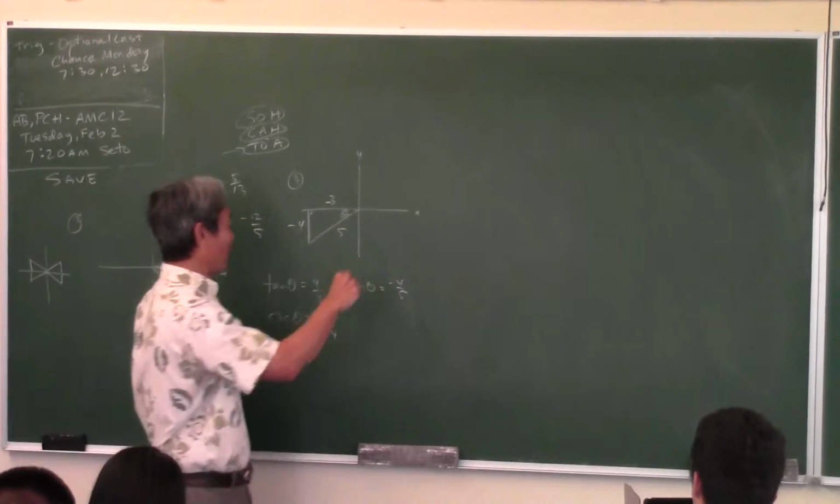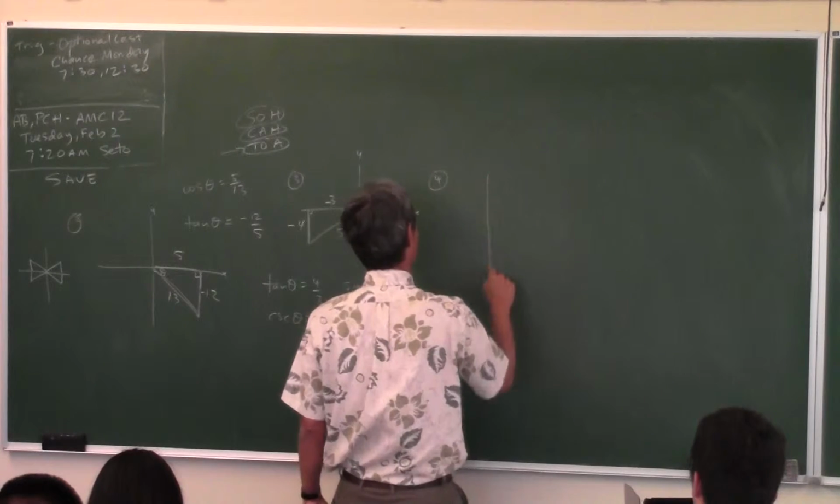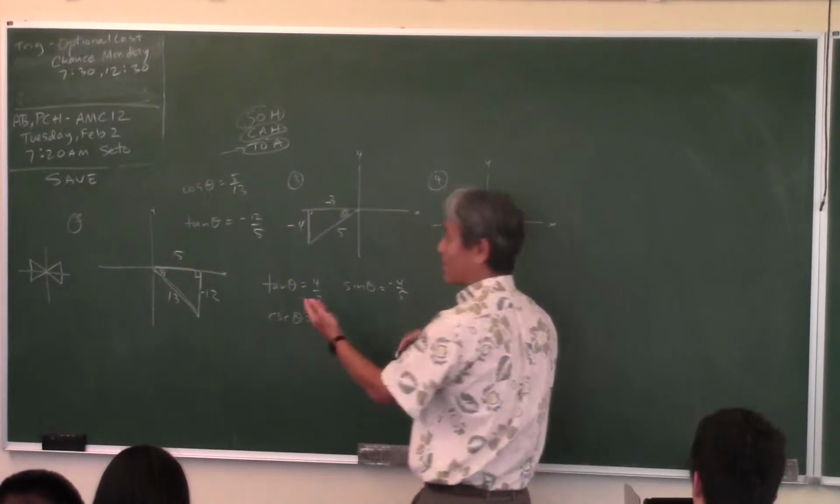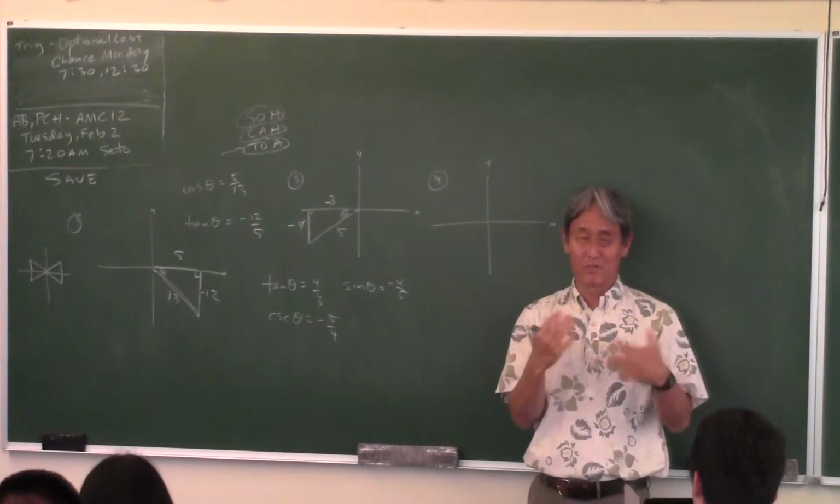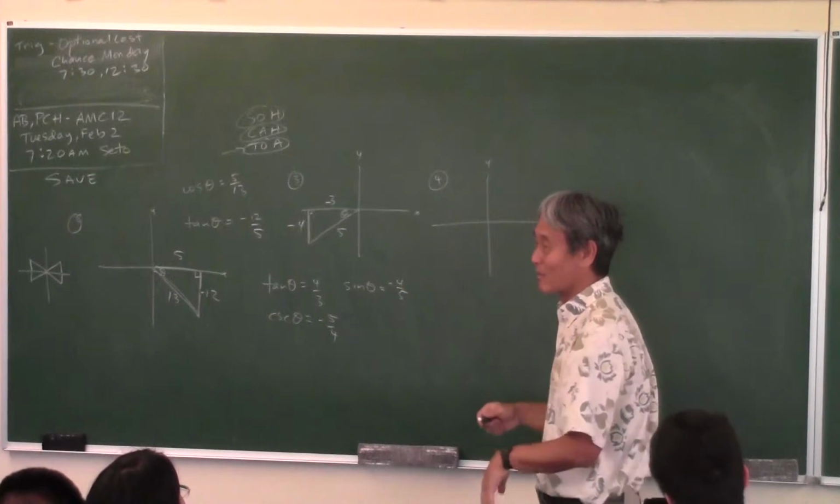This is not that hard, Mr. Burke. And then number 4. See how I'm going to make you draw it? Because everybody can do the first quadrant. Because in the first quadrant, everything is positive, so you don't even have to worry about it.